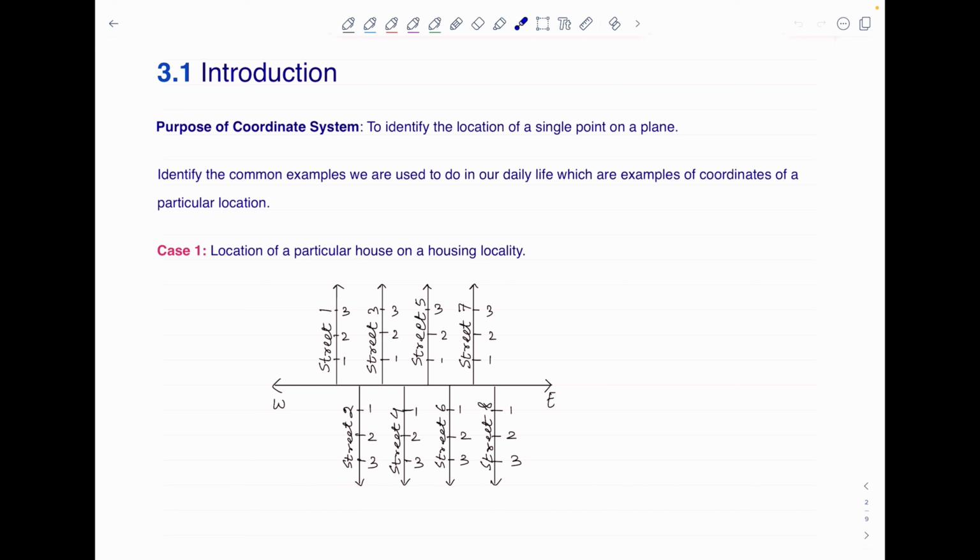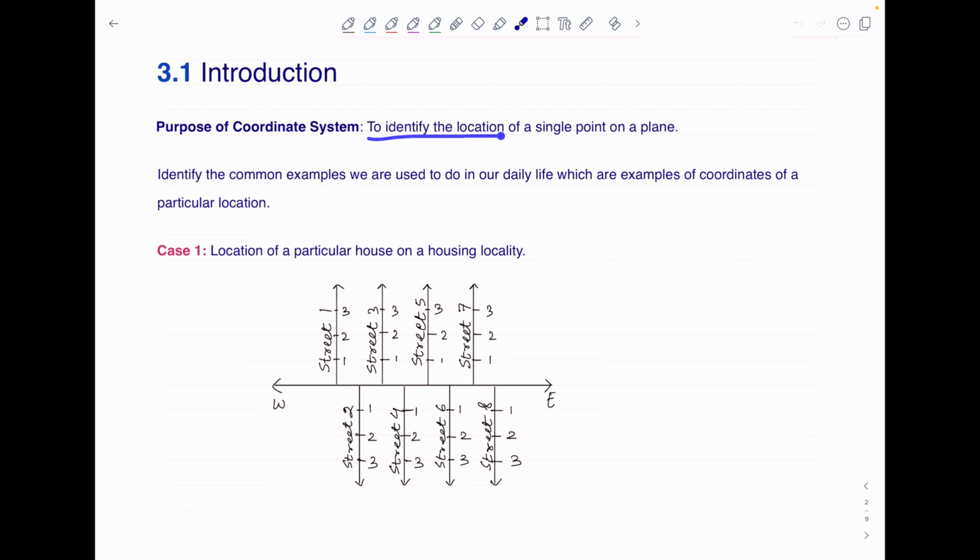So first, what is the purpose of the coordinate system? The purpose of this coordinate system is to identify the location of a point on a plane. Coordinate systems are of many types, but I am talking about only the Cartesian coordinate system, in any part of the video, because in your syllabus there is only the Cartesian coordinate system up till 10th. There are other coordinate systems, you will learn about them in higher classes. So why is it required?